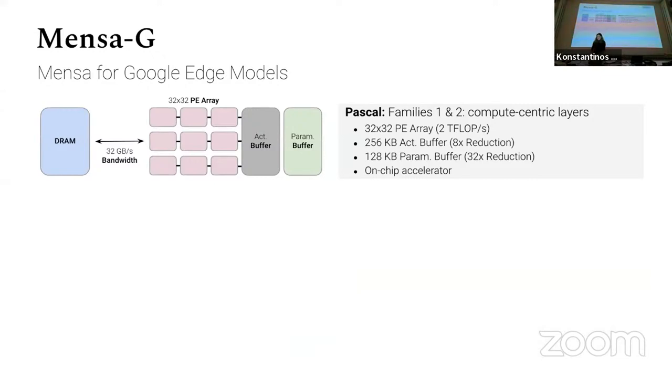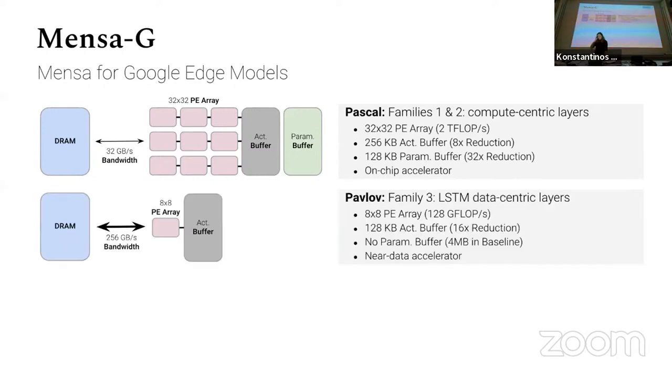Basically, the Pascal one, the first one, addresses families 1 and 2, which are compute-centric. So we have a rather larger PE array to ensure efficient execution of all of these MAC-intensive model layers. We have a smaller parameter buffer, and we have it on-chip, because we don't need to access the memory, which is also why we have a rather low bandwidth to memory.